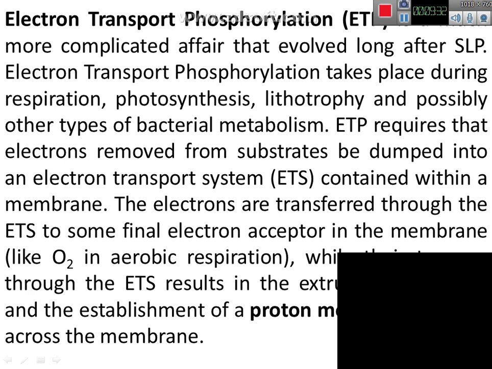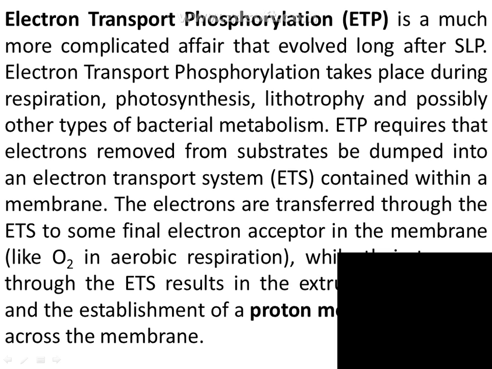Now we will see the electron transport chain. The electron transport chain is a more complicated metabolic method which evolved long after substrate level phosphorylation. Usually electron transport phosphorylation takes place during respiration and photosynthesis, or during lithotrophy, or possibly other types of bacterial metabolism.